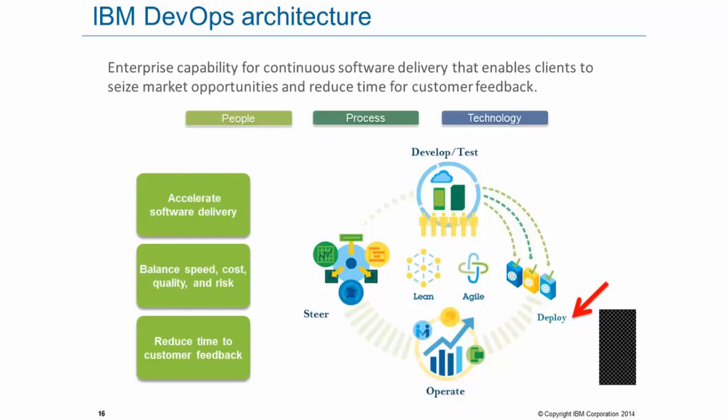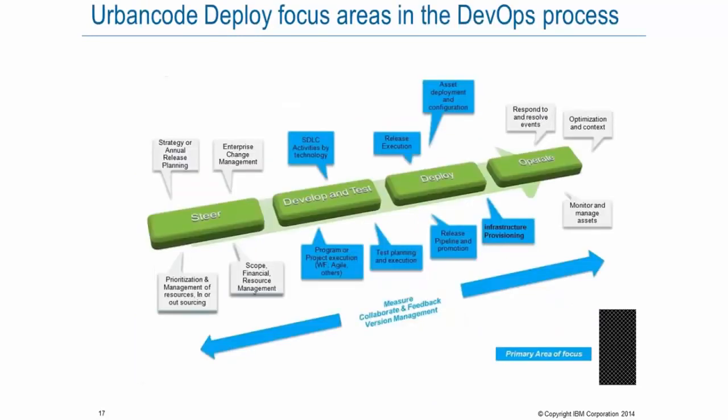So the Urbancode Deploy focus in the area of the DevOps process is mostly in the dev test or the deploy side, in those 2 adoption paths. Okay. So the primary focus of using the deploy tool. Next slide.